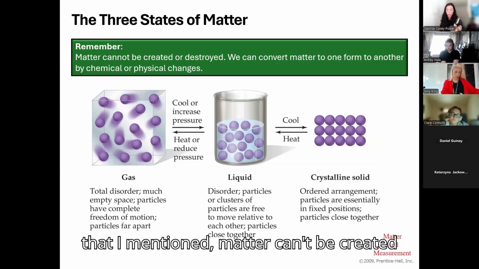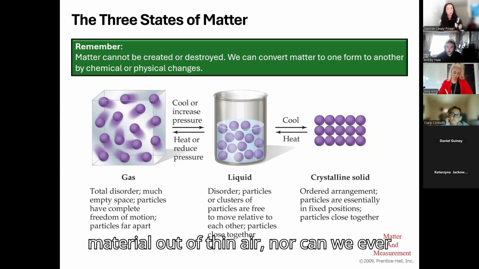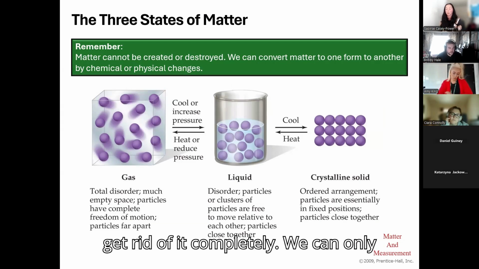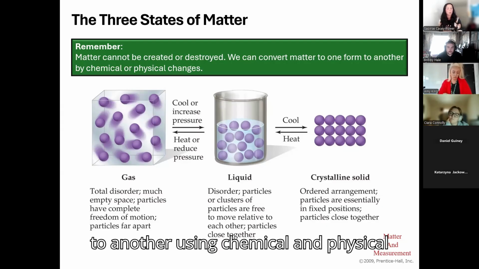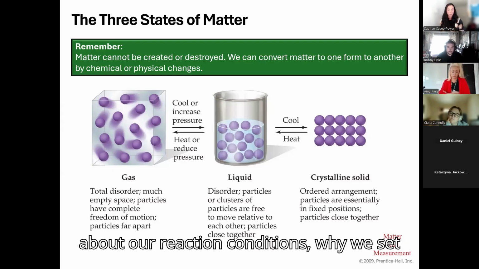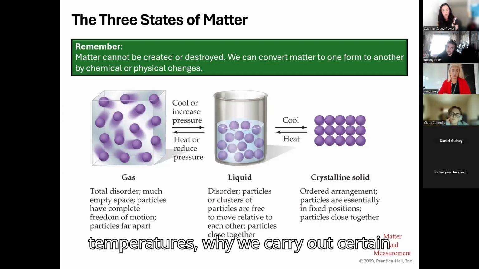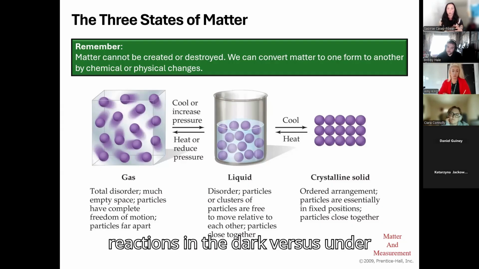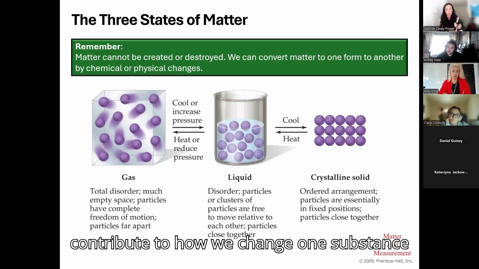So remember that I mentioned matter can't be created or destroyed. We cannot pull material out of thin air, nor can we ever get rid of it completely. We can only look at converting matter from one form to another using chemical and physical processes. This is where we talk about our reaction conditions, why we set certain pressures, why we set certain temperatures, why we carry out certain reactions in the dark versus under ultraviolet light. All of these contribute to how we change one substance into another.